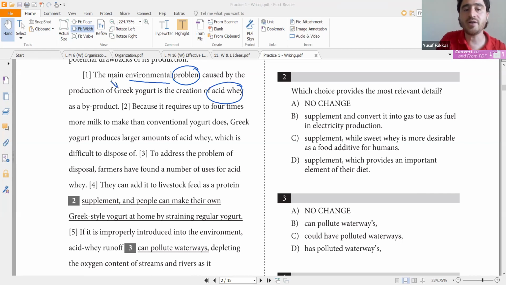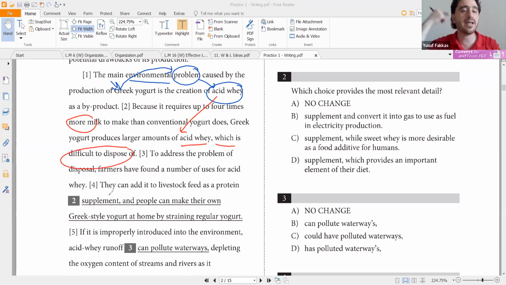So we are producing Greek yogurt. When we produce Greek yogurt, we have an environmental problem. What is it? It's acid whey. Now we need to understand, why is it a problem? Because it requires up to 4 times more milk, so it needs more milk to make than conventional yogurt does. Greek yogurt produces larger amounts of acid whey. Okay, we already know that acid whey is a problem, but why? Because it's difficult to dispose.